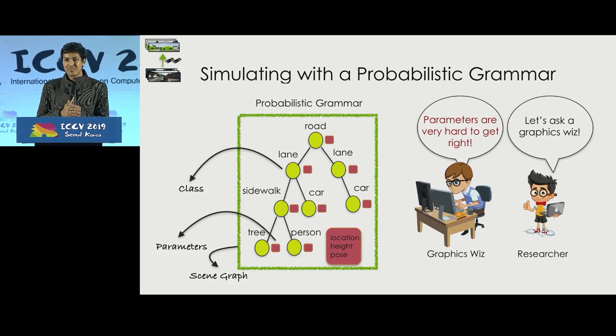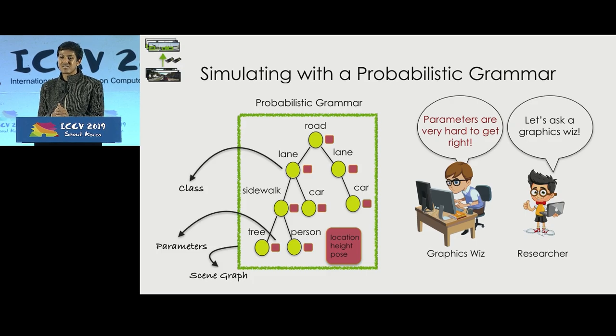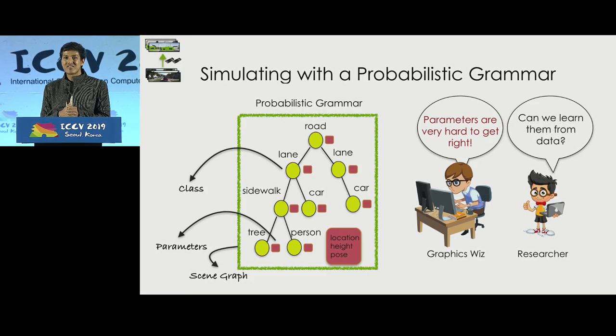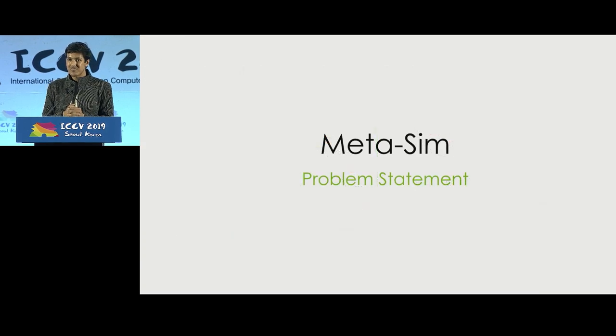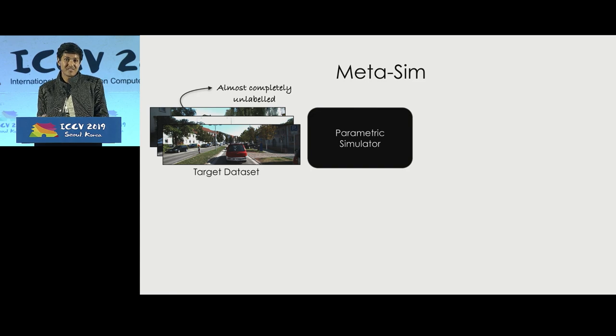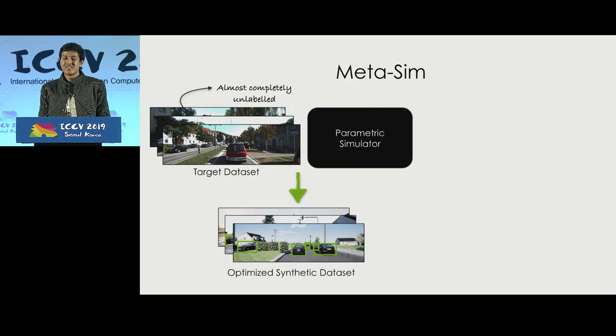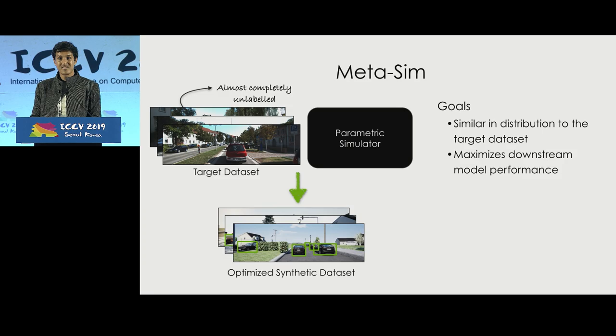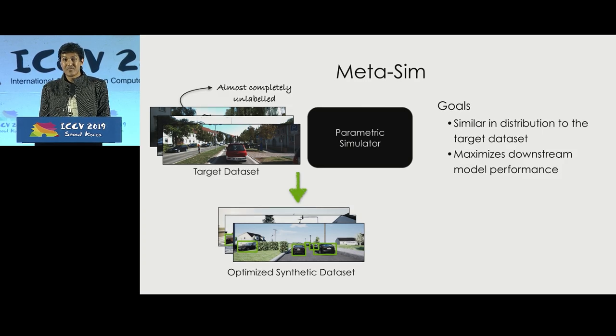You can get the parameters for the US, but it's not going to be the same for India. So naturally, the question that we asked here was, could we learn these parameters from data to actually generate proper scene graphs? So let's look at the problem statement now in a little more detail. We're given a target data set that's almost completely unlabeled, and we have this parametric simulator, which in this case is a probabilistic grammar. The goal here is to generate a synthetic data set, which first is similar in distribution to some target data set, and second maximizes the performance of some downstream model.